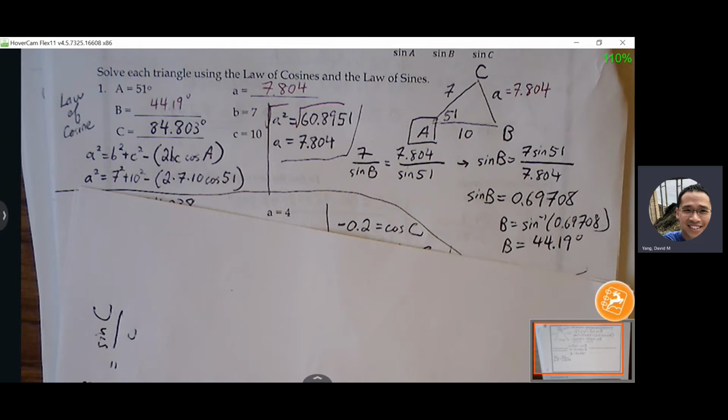Okay, number 2. Without even drawing the triangle, can you tell what type of triangle it is? Side, side, side, right? There's no angle given. Side, side, side, you know you're going to use law of cosines. So once you understand this law of cosines, go ahead and choose the appropriate formula by finding your largest angle.